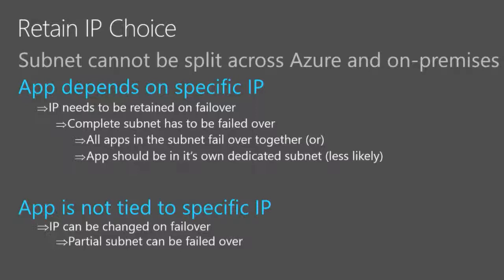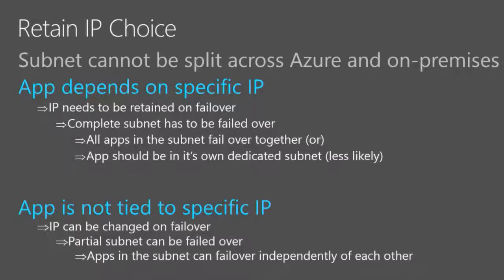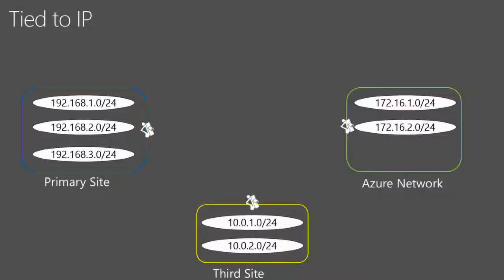I'm going to show this through some illustrations to make that clearer, and again, the apps can be failed over independently. So moving into an illustration to show this, let's look at a place where you have three sites. You have a primary site with 192.168.1, 2, and 3. Then 10.0.1.0 on the third site, and an Azure network where you have 172.16.10.